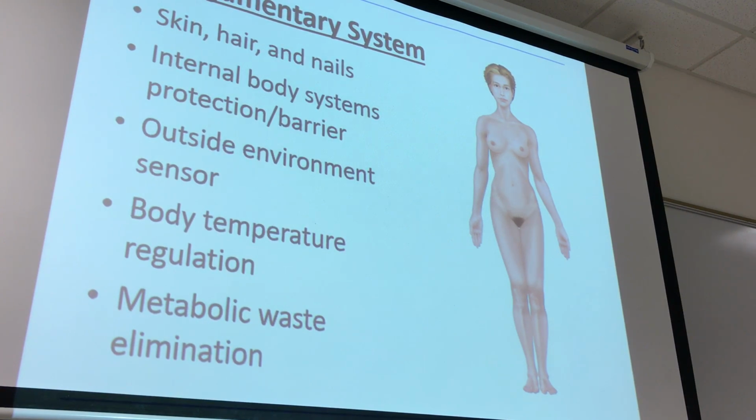It helps us to regulate body temperature. It does that through sweating. And it helps us to get rid of metabolic waste. That's the sweat that we do in our underarm. That's the sweat that we do in our groin. Everybody kosher with regards to the integumentary system? We'll talk about this system in much greater detail in chapter 4, which will be the very, very tail end of the first unit of this class.